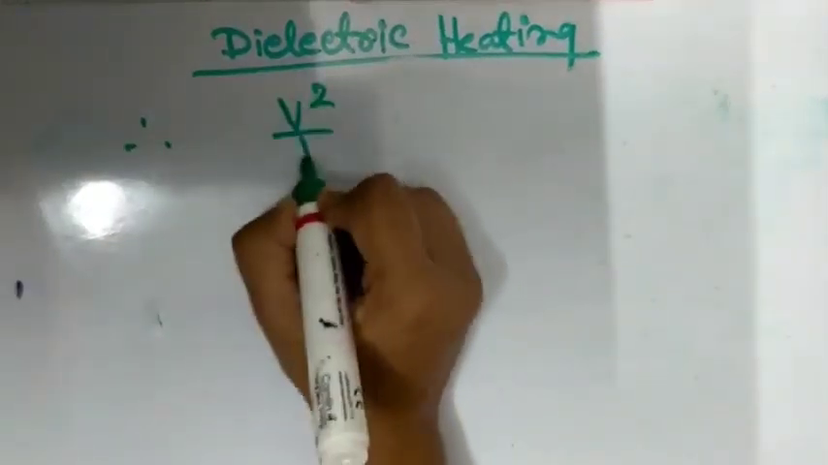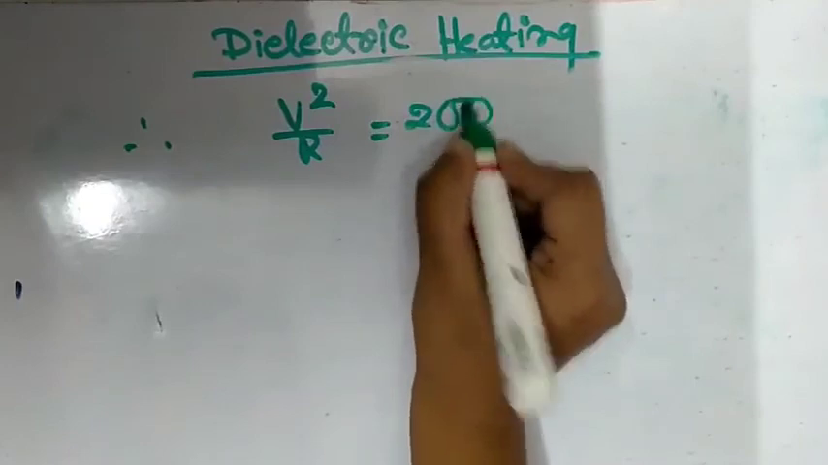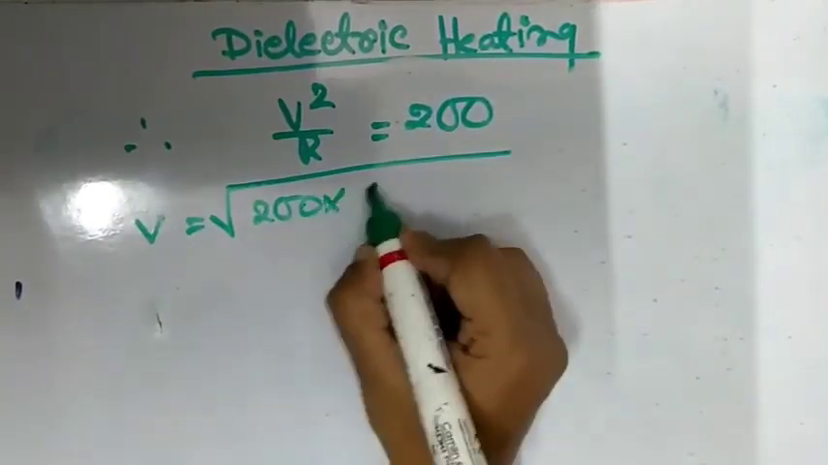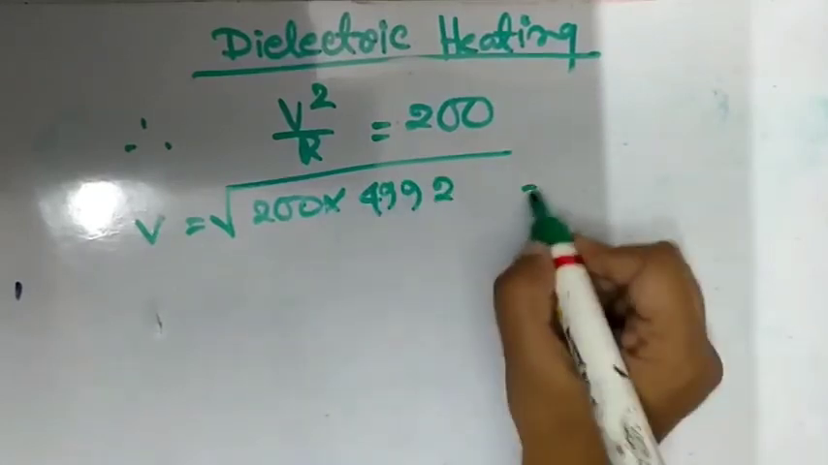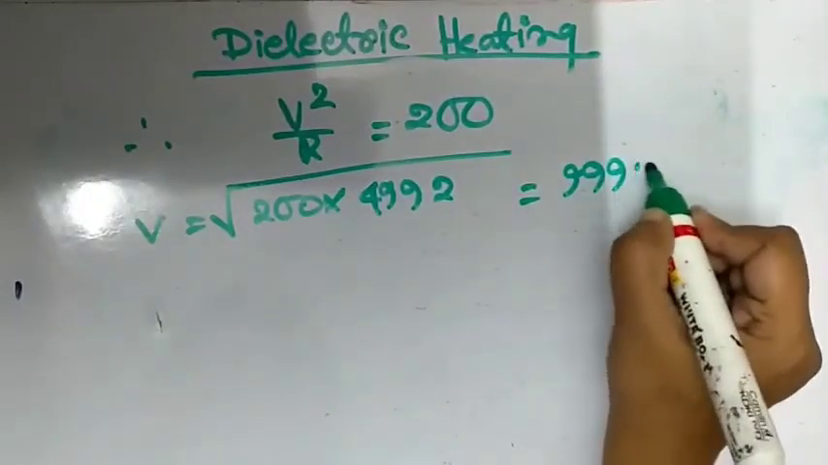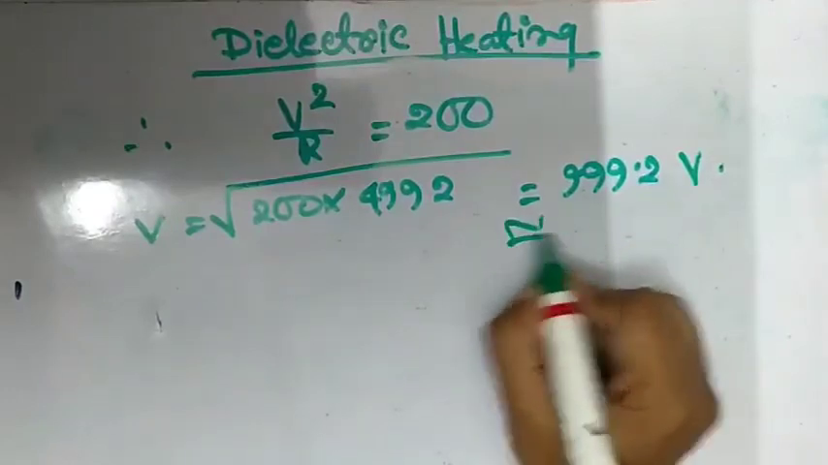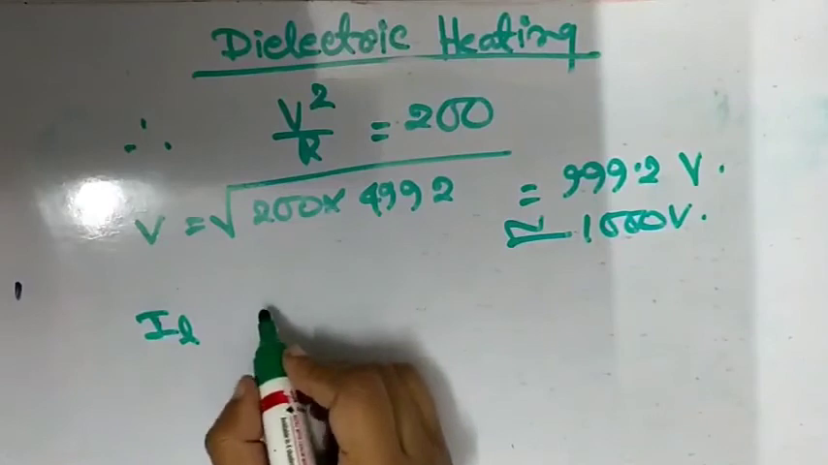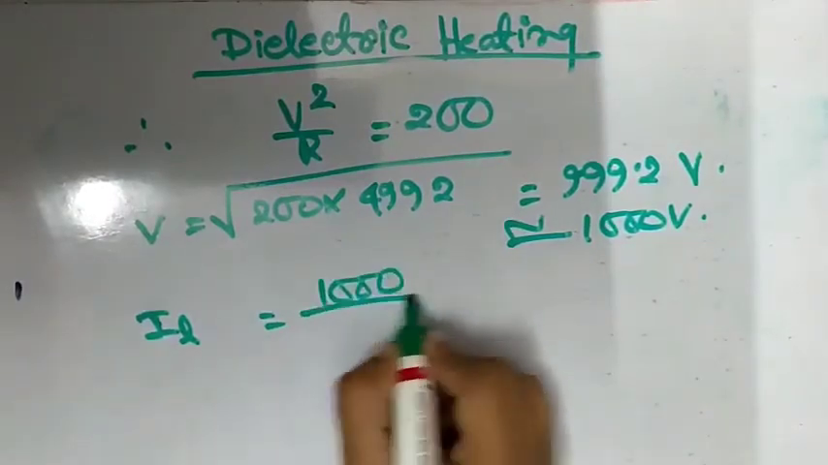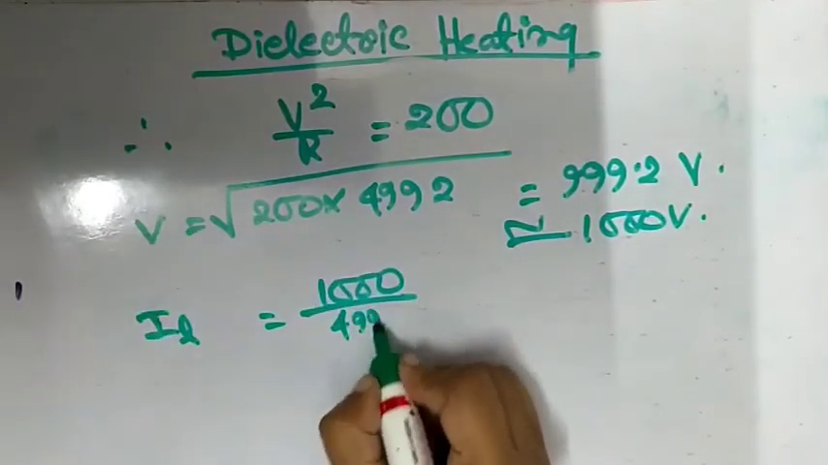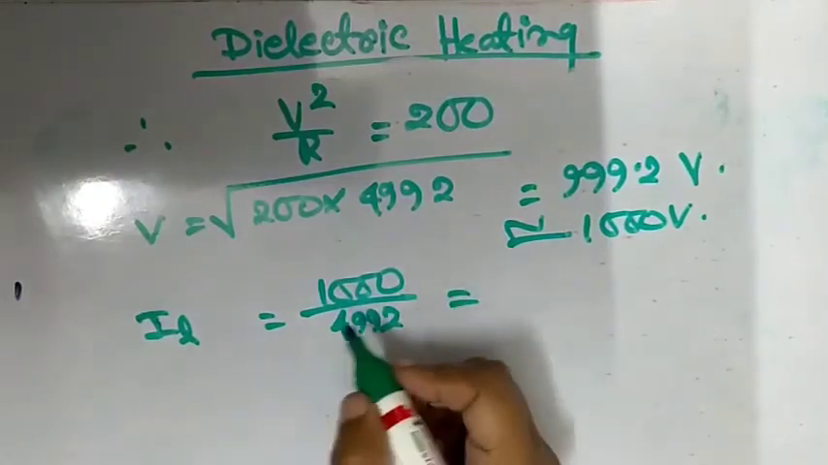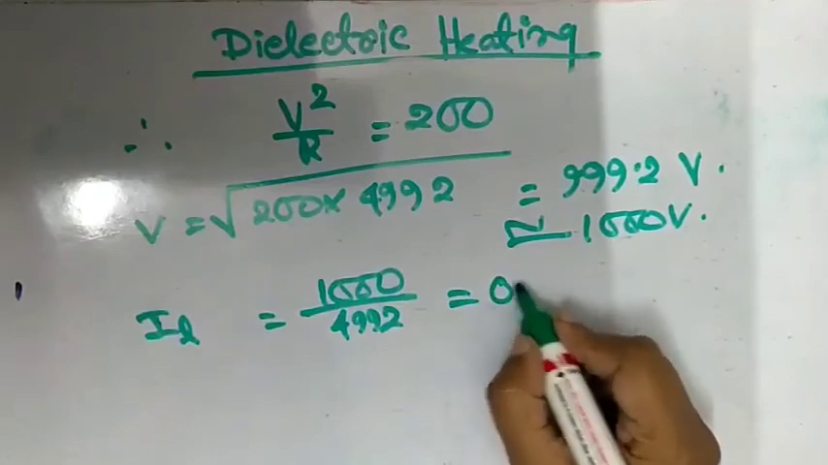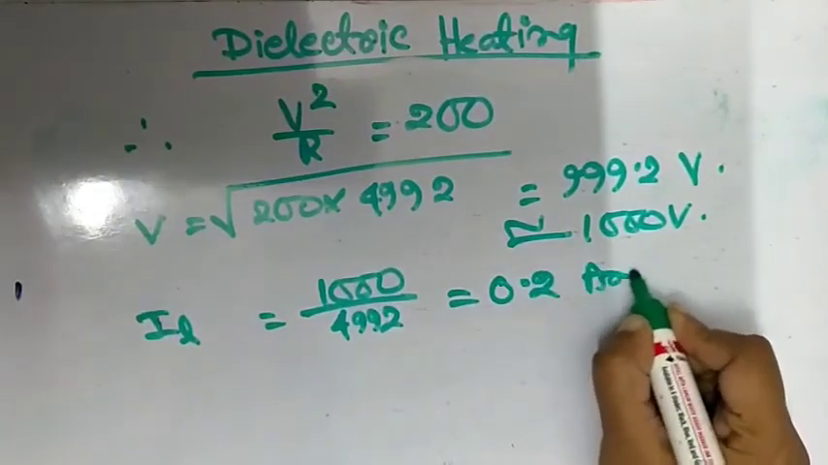Therefore, V square by R is equal to 200. V is equal to root over 200 into 4992. This is equal to 999.2 volts, which is almost equal to 1000 volt. Now current IL is given by 1000 by 4992. The value of R is 4992. So IL is equal to V by R, that is equal to 0.2 ampere.